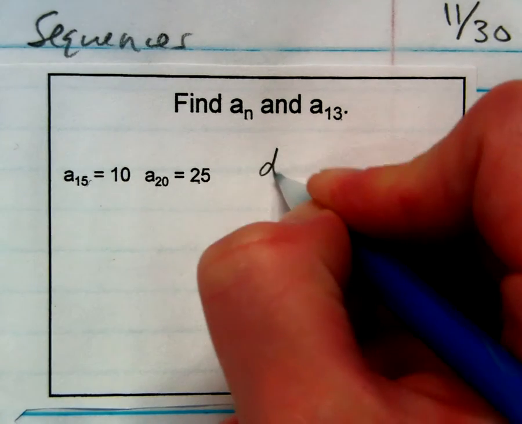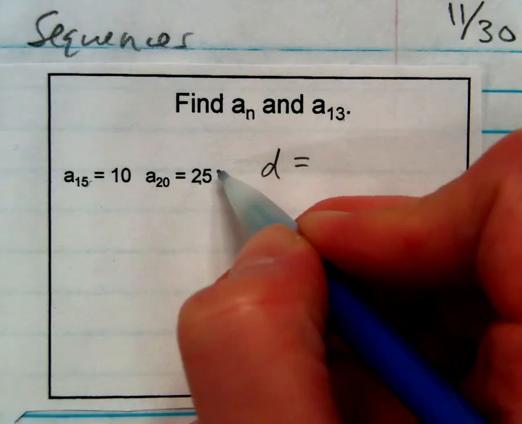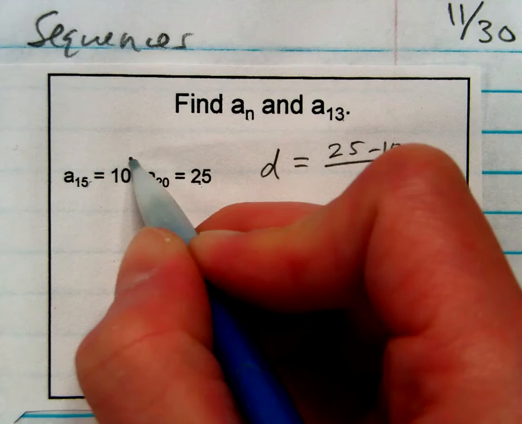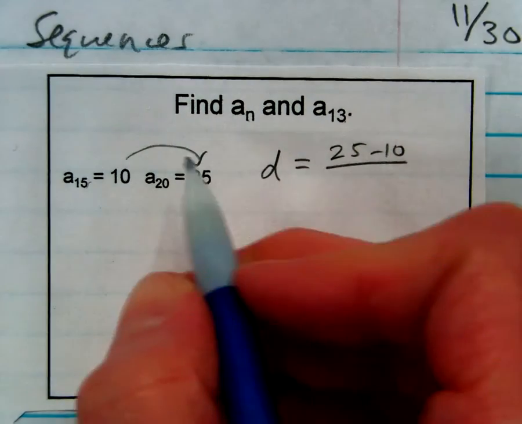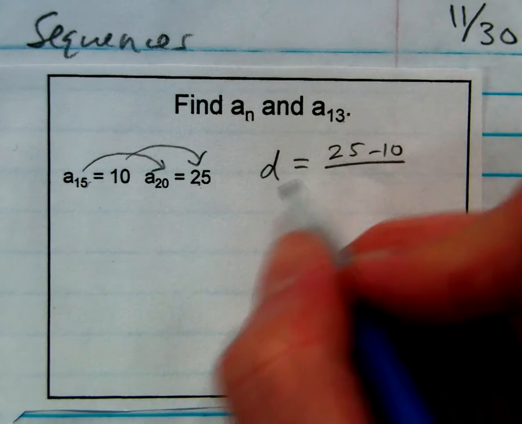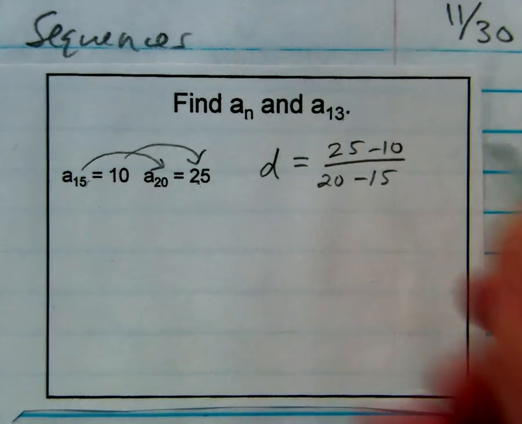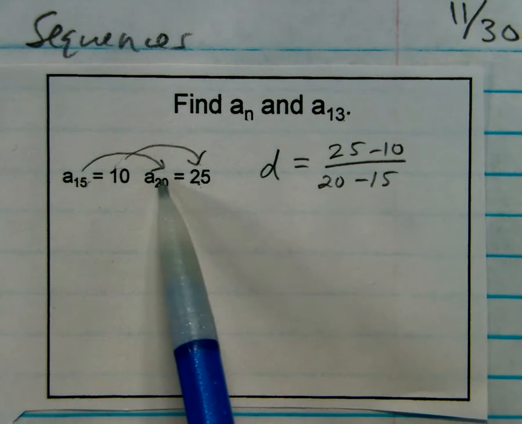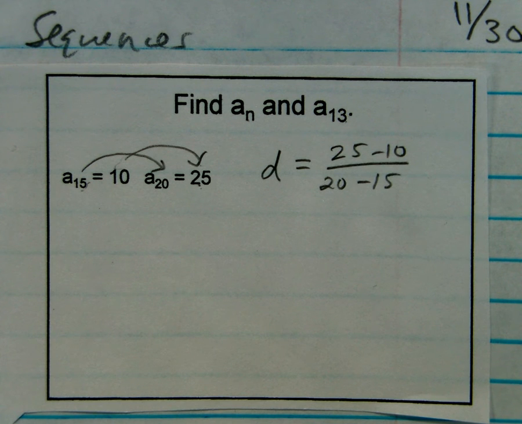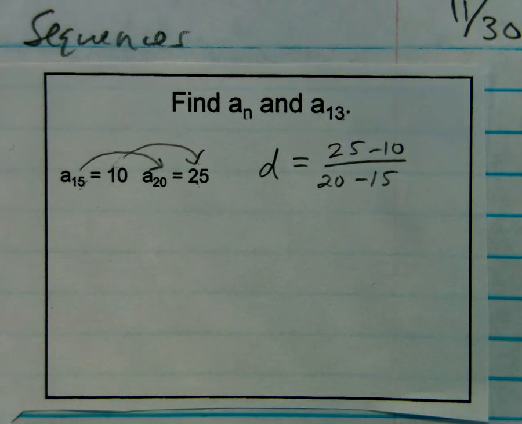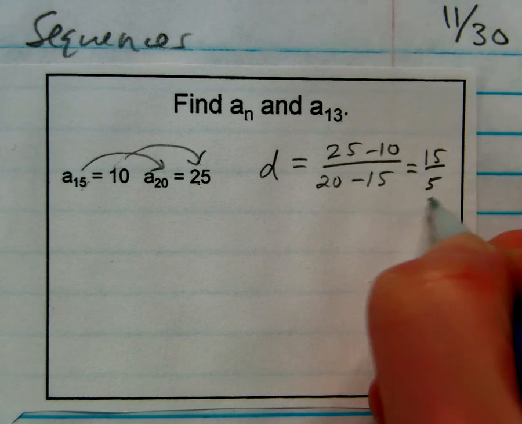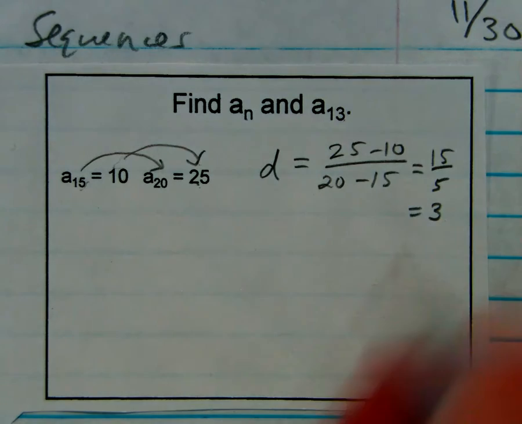To find the difference, what you're going to do is take the terms, so 25 and 10, and we're going to see just how much they grew from here to here, 25 minus 10. And then we're going to see, okay, how many terms have we gone through from 15 to 20? And so you subtract 20 minus 15. So it's kind of like the slope formula, y2 minus y1, x2 minus x1. Does that make sense? It's kind of the same sort of deal. But this way you can figure out how much it went up each time. So you end up with 15 over 5, which means that the difference is 3.